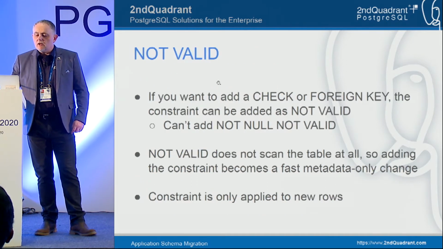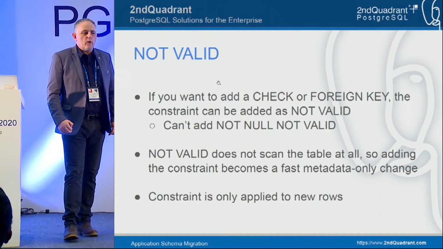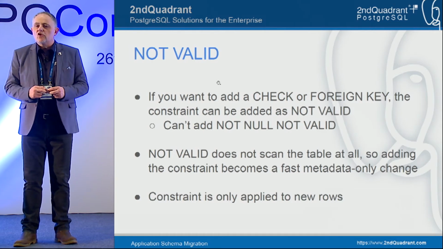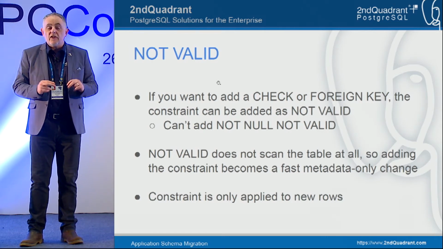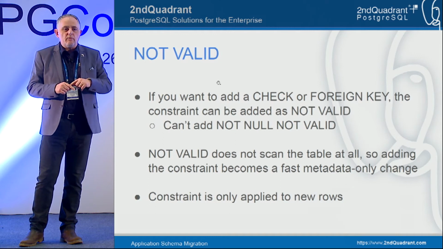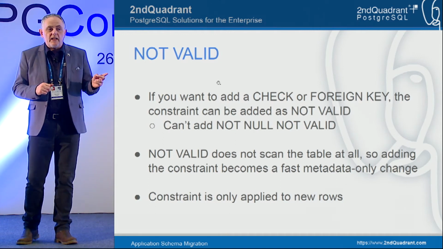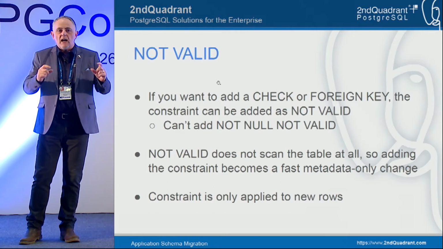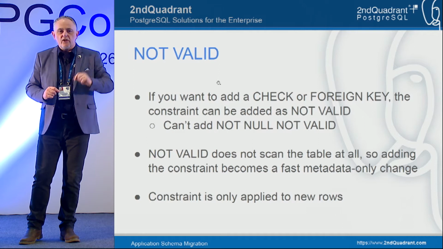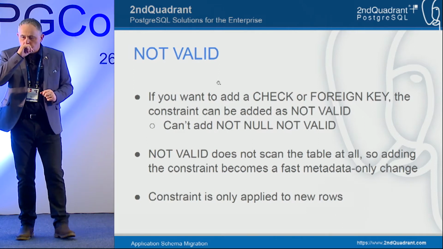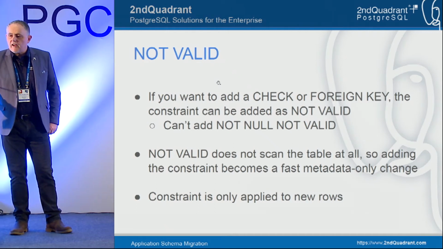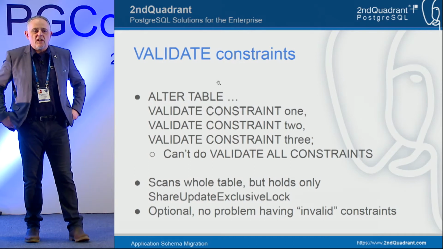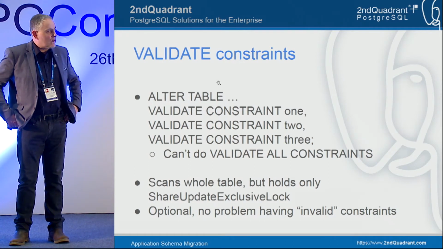There's another trick that you can use called not valid, which is when we add constraints to a table, you can request that the constraint is not validated. Now, if it's not validated, that means that you don't need to scan the table, and what that means is that the execution time of this DDL will be much reduced, like 1 second rather than 1 hour. And now after we've added that constraint, we can always come back later to execute a validate constraint operation.